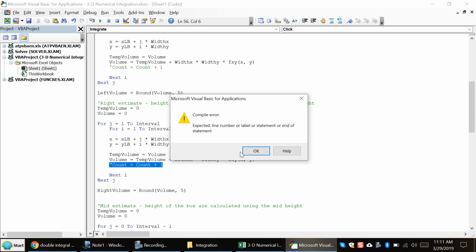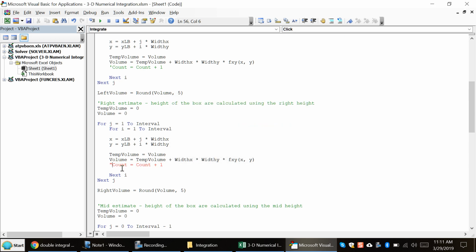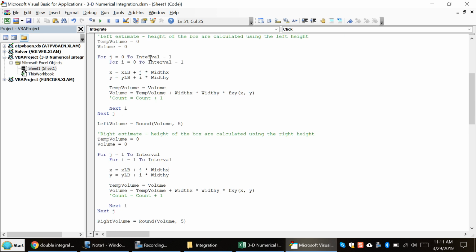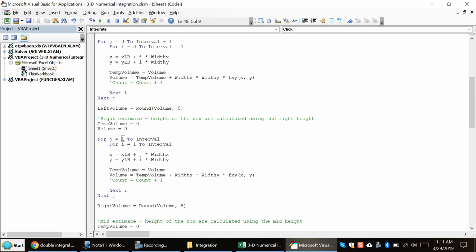All right, so except the only difference is here I started out 0 to interval -1. For the right, I start out 1 to interval. And that's simply just because I'm going to be calculating my right. Instead of my lower left-hand corner, I will be using my upper right-hand corner, right? So instead of starting at 0, I start at 1.